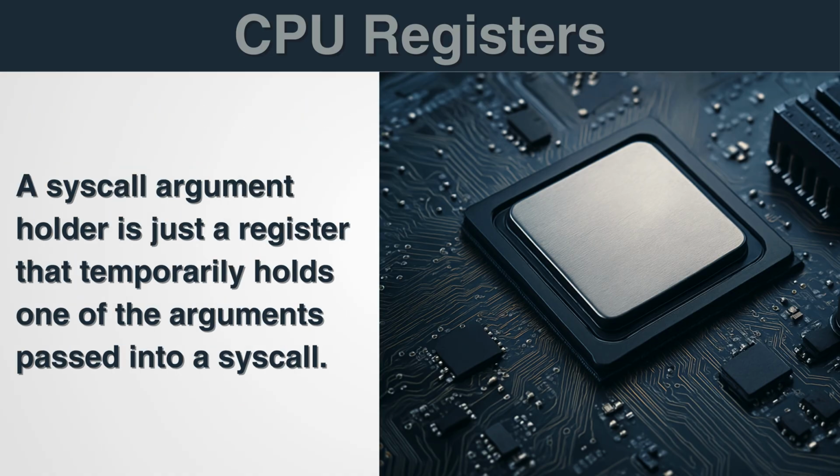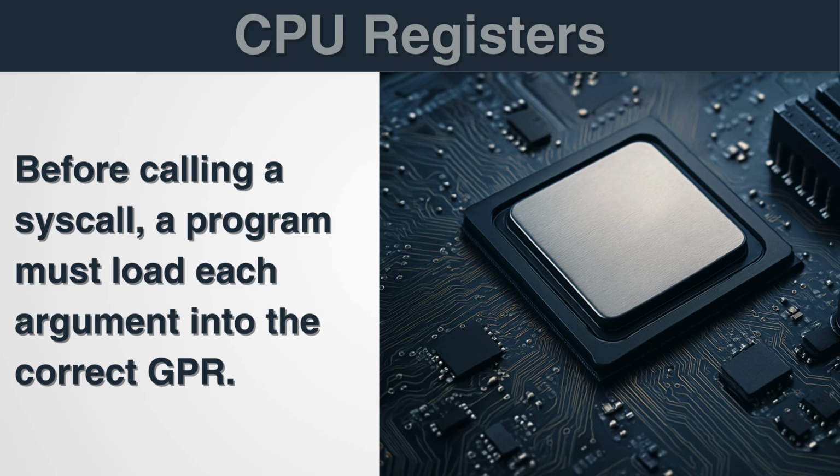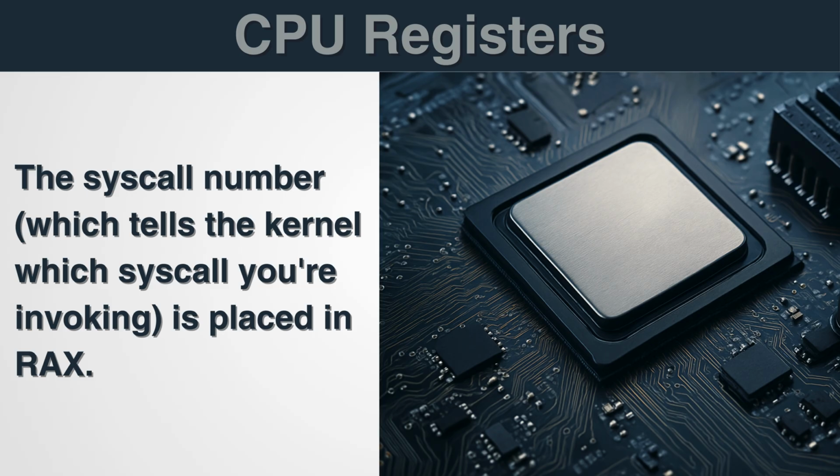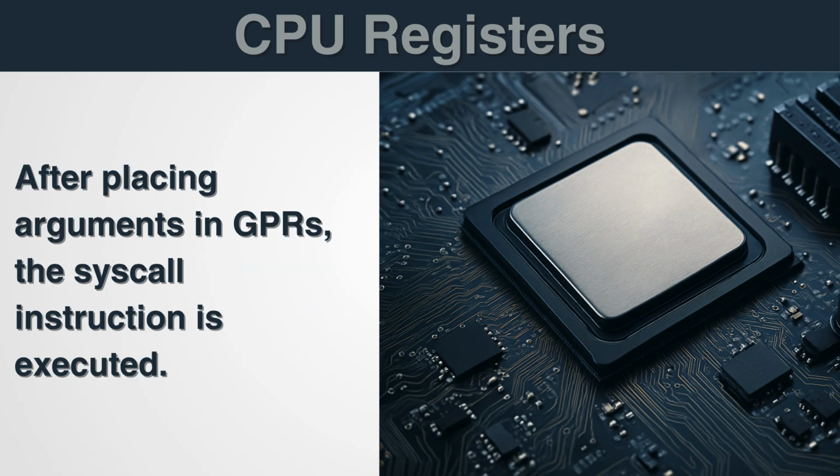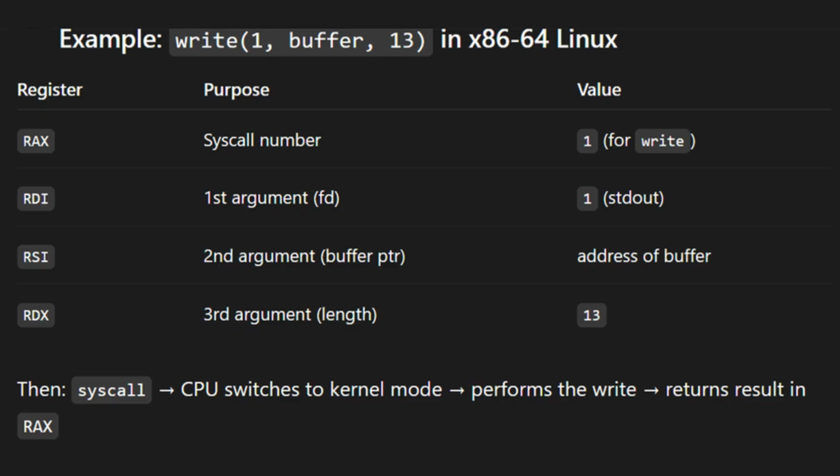A syscall argument holder is just a register that temporarily holds one of the arguments passed into a syscall. Before calling a syscall, a program has to load each argument into the correct GPR, general purpose register. The syscall number tells the kernel which syscall you're invoking, and after placing arguments in GPRs, the syscall instruction is executed. Good to know.